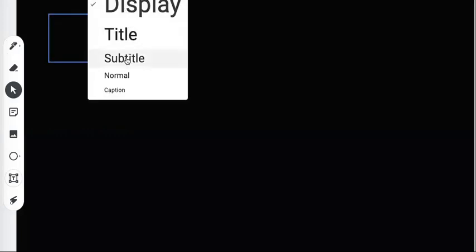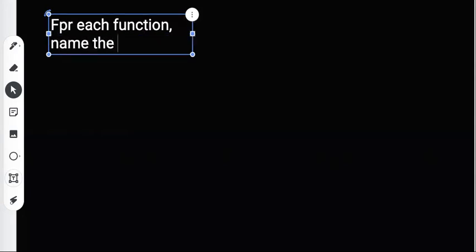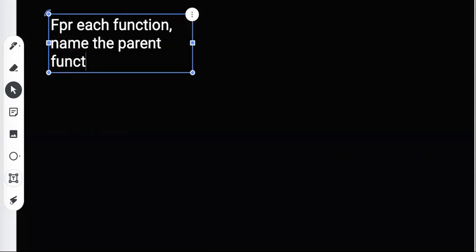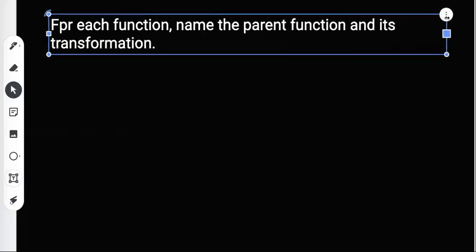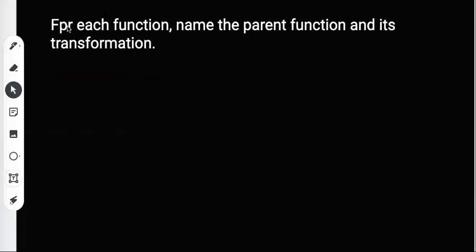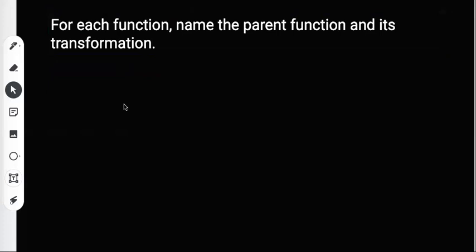Okay, so your directions are for each function, name the parent function and its transformation. Okay, let's start off with number one.